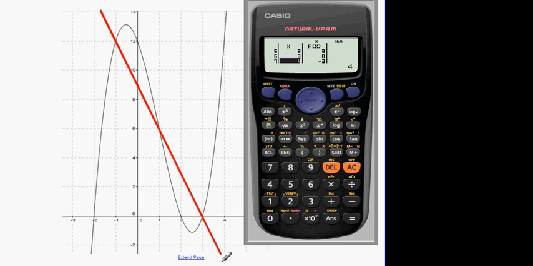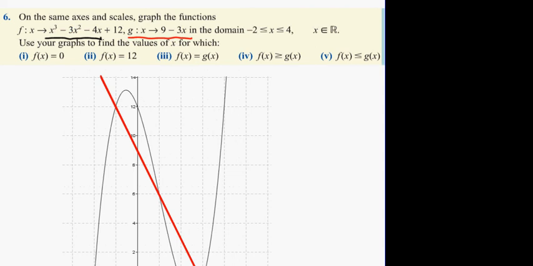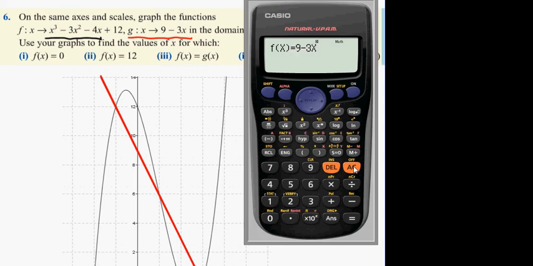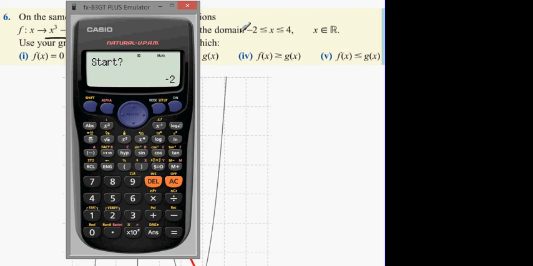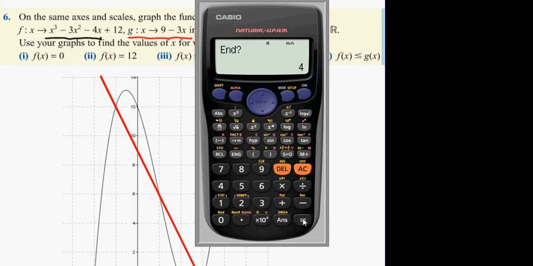Is that right? Then the other graph you're going to draw is this one here, which is your x cubed. Just get rid of this for a second. You're going to draw your x cubed, so alpha x cubed minus 3x squared. Okay, then you're going to draw minus 4x, and then you're going to draw plus 12. Okay, once again, starts at minus 2, ends at 4 as shown, and you're just going to draw these points here.